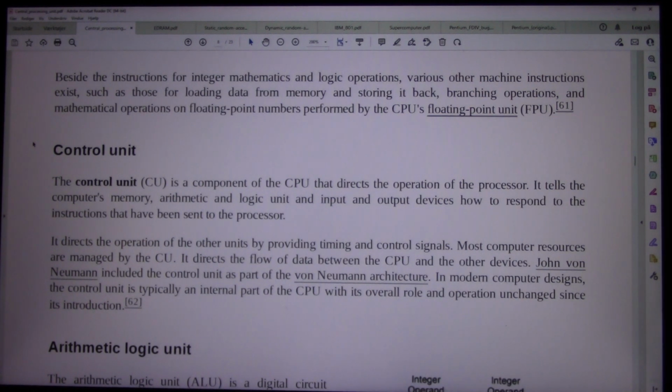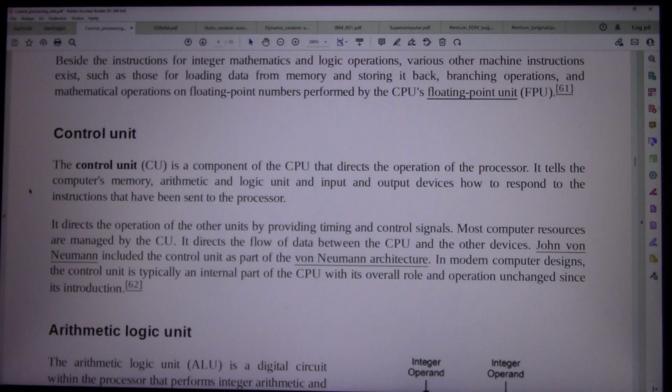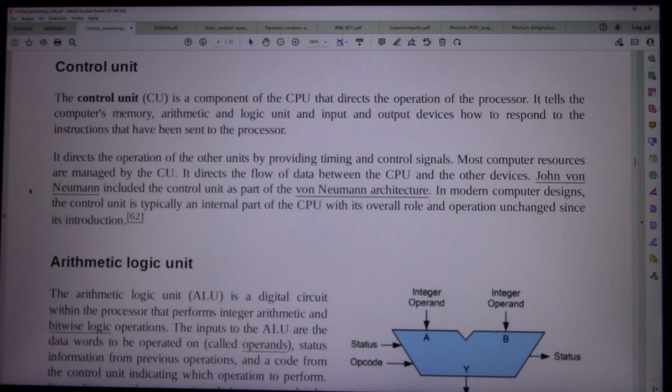61. Control unit. The control unit, CU, is a component of the CPU that directs the operation of the processor. It tells the computer's memory, arithmetic and logic unit and input and output devices how to respond to the instructions that have been sent to the processor. It directs the operation of the other units by providing timing and control signals. Most computer resources are managed by the CU. It directs the flow of data between the CPU and the other devices.